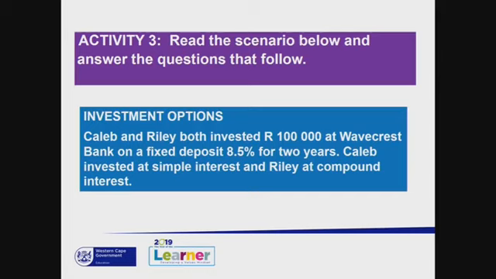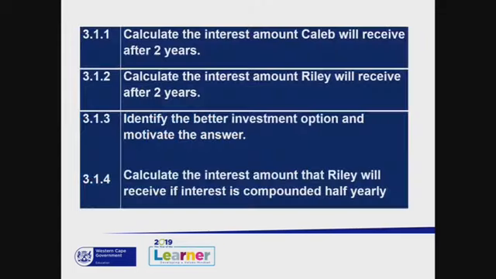Caleb and Riley, they both invested 100,000 at Wavecrest Bank on a fixed deposit of 8.5% for 2 years. Caleb invested at the simple interest and Riley invested at the compound interest. So let's see quickly, what are the questions? Calculate the interest amount Caleb will receive after 2 years. Calculate the interest Riley will receive after 2 years. And then identify the better investment option and motivate your answer.